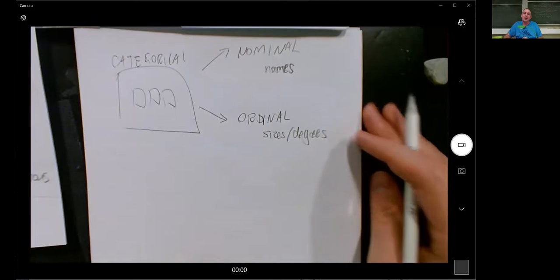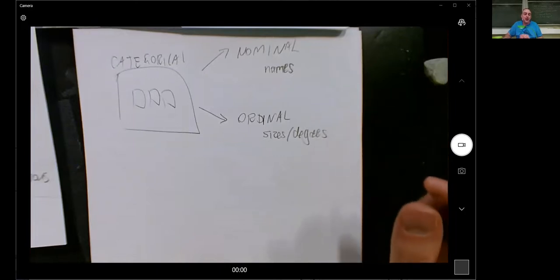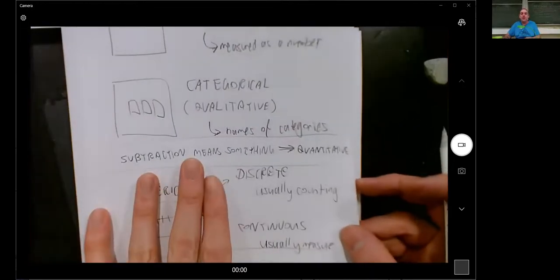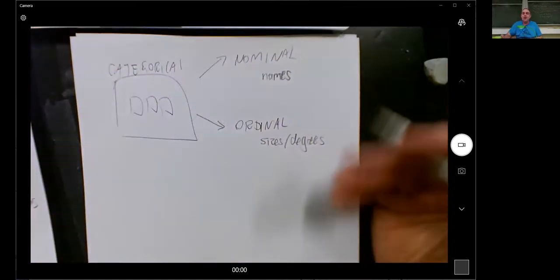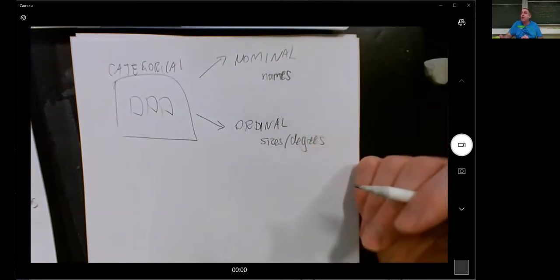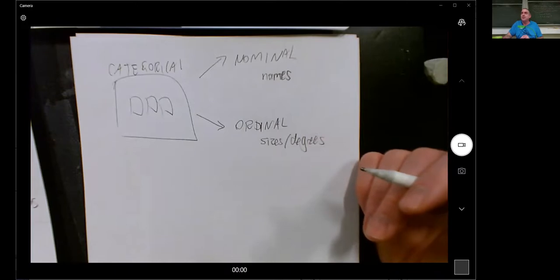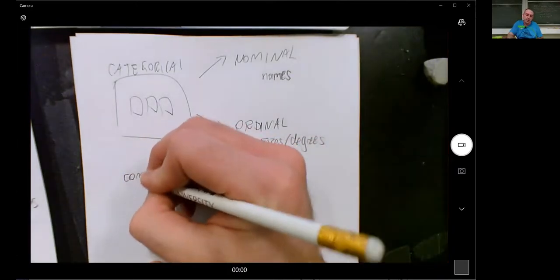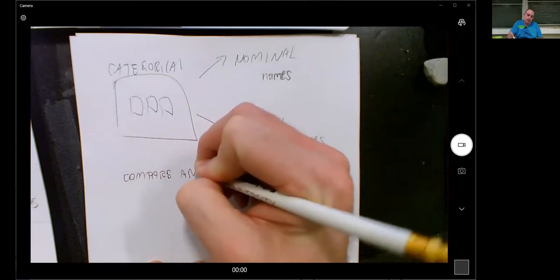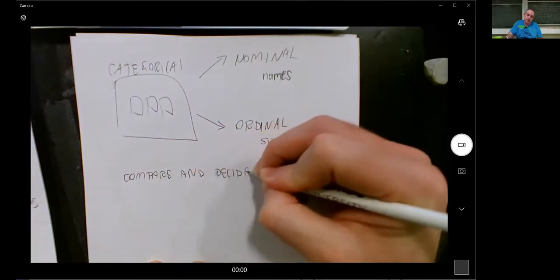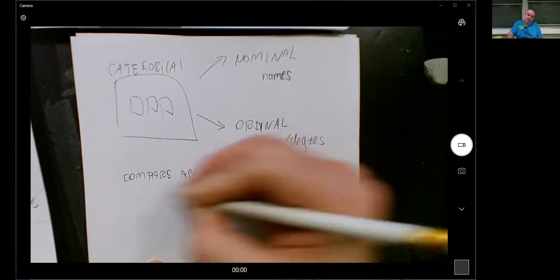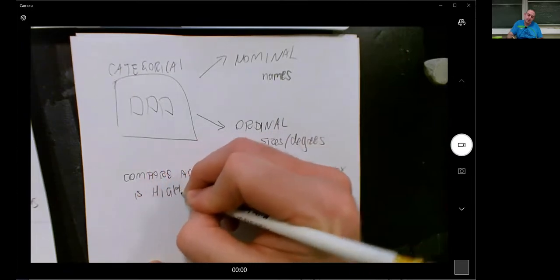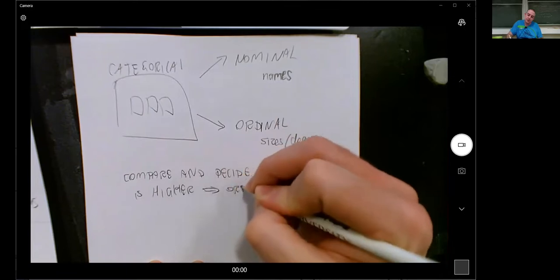So ordinal is sizes and degrees. And it's also about comparing things. With numbers, you can literally subtract them and get a new number and it will tell you how far apart they are. But with categories, you can't subtract them to tell how far apart they are, but you can compare them and say, is this one higher than this one? And so if you can compare which possibility is higher, then that's ordinal.